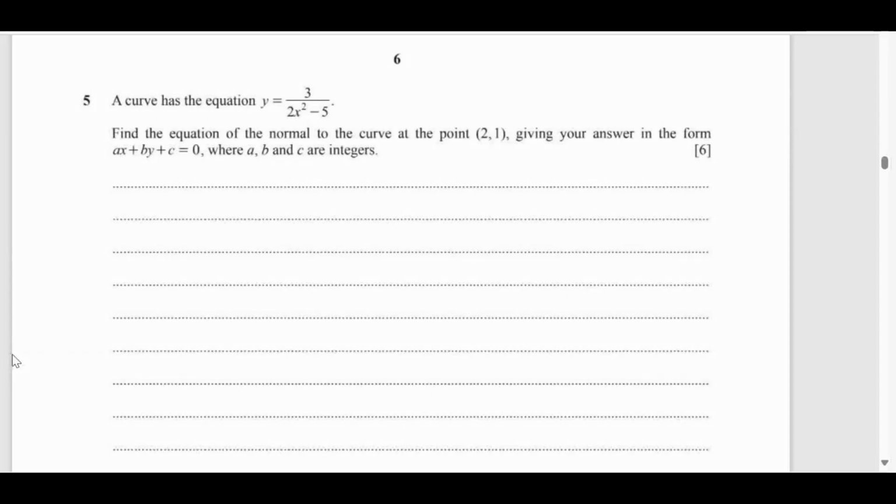Now for this one, for finding the equation of the normal, we just need two things. The first thing is the gradient at that point and any point of the normal. We have the point on the normal, that is (2, 1). So first of all, we need to find out the gradient.